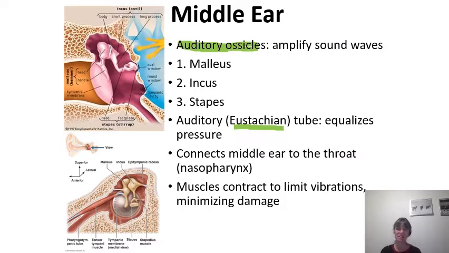So the nasopharynx is the uppermost portion, and the auditory tube connects the middle ear to the throat. There are special muscles associated with some of these structures to limit vibrations, thereby minimizing damage that could potentially occur, including the tensor tympani muscle that you can see here. And there's also a little stapedius muscle. Again, if there's a really, really loud sound, these muscles can contract to help limit the vibrations, thereby helping to minimize the damage that may occur.